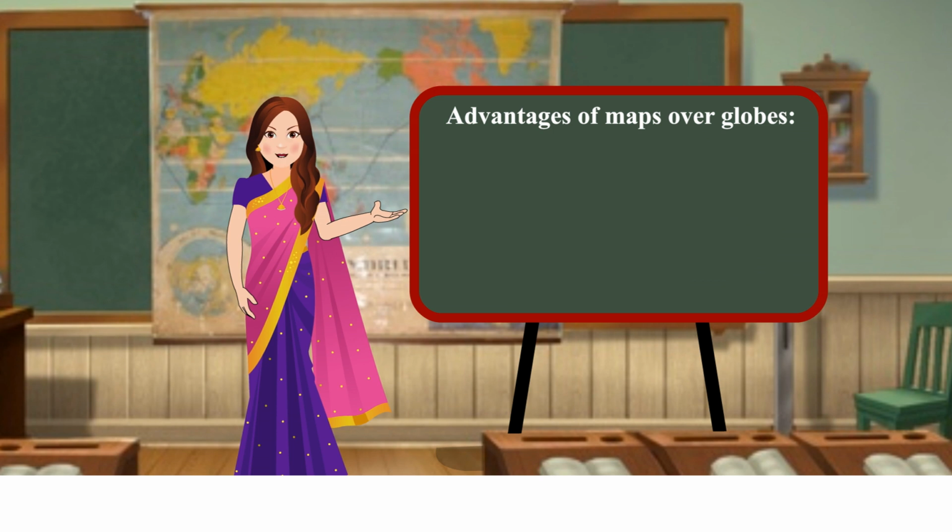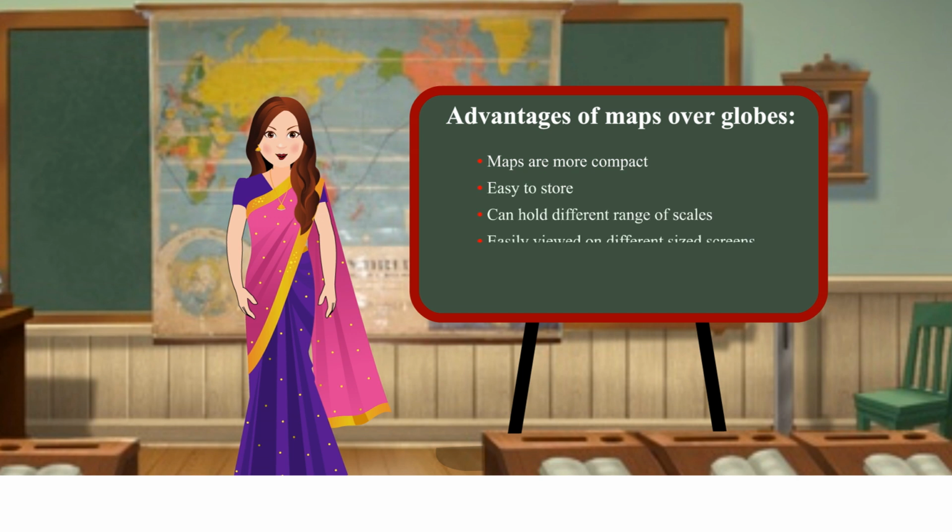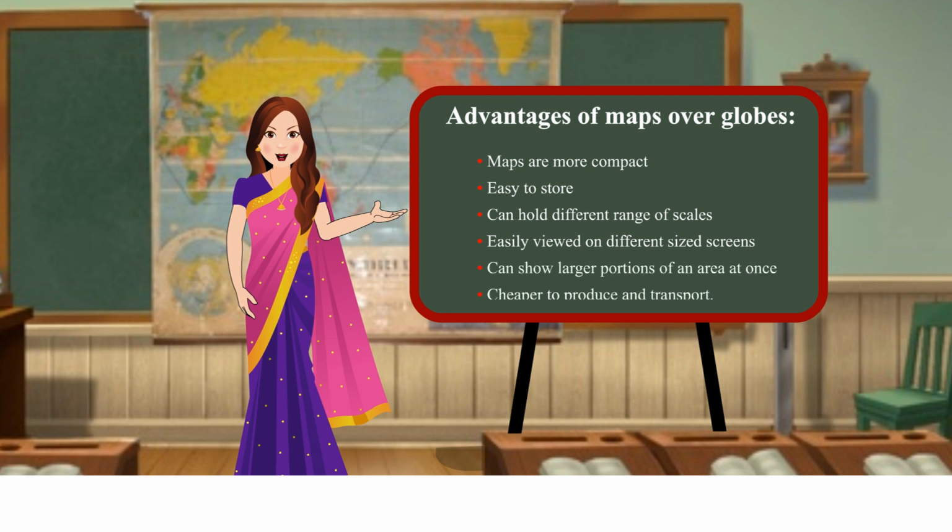Advantages of maps over globes. Maps are more compact, easy to store, can hold different range of scales, easily viewed on different sized screens, can show larger portions of an area at once, cheaper to produce and transport.